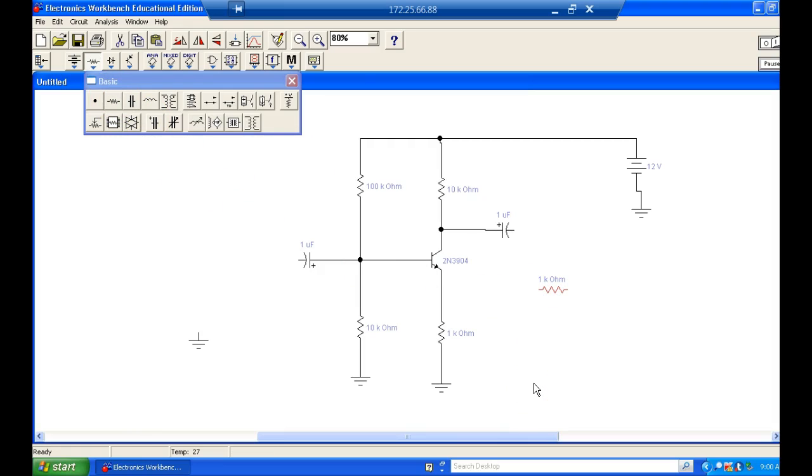While y'all are calculating that, I'll go ahead and put a load out here. We'll load it with a resistor.